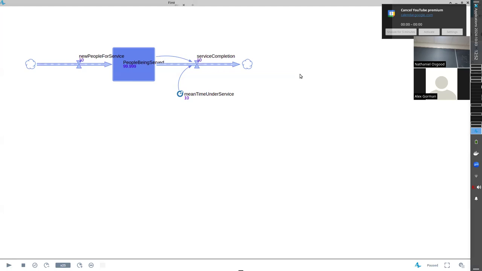If target is less than the value of the stock, it's smaller than it, this value will be negative. And we'll be drawing value out of here. It depends on that. And this stock will want to follow the target. It'll be yearning to follow the target.